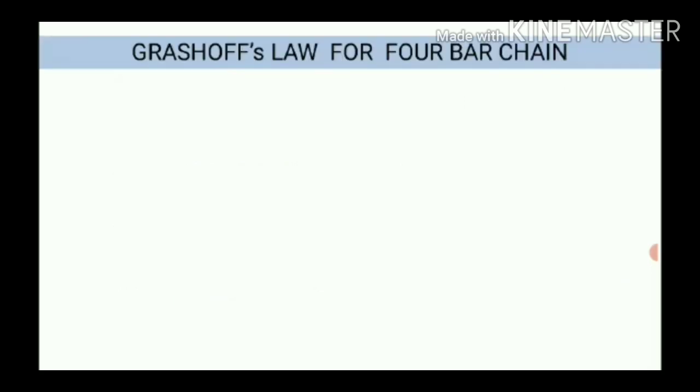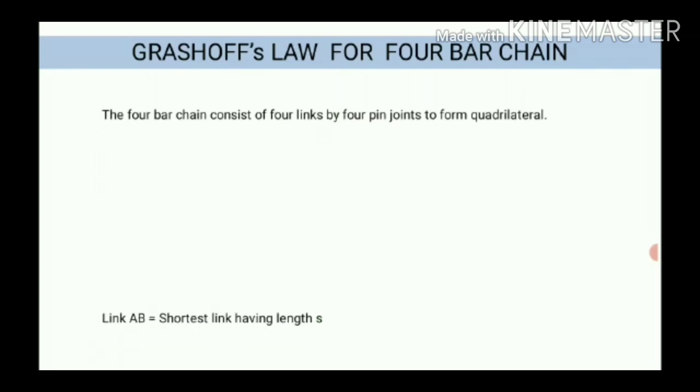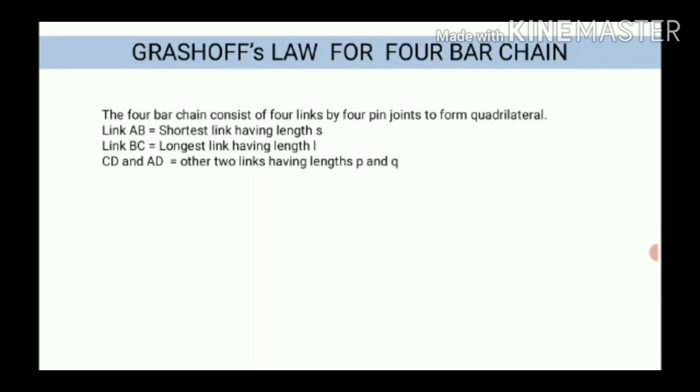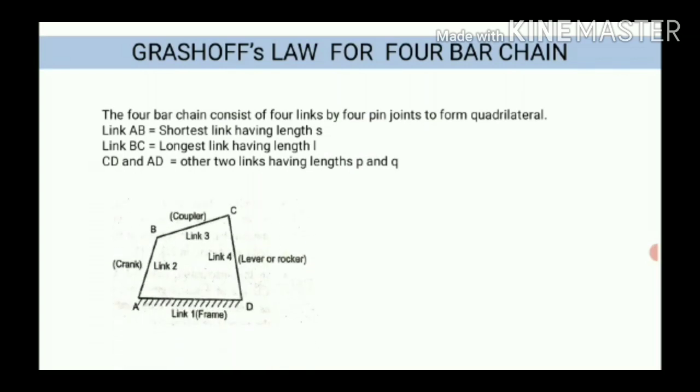Next point is Grashof's law for the 4-bar chain. What is Grashof's law? It is applicable to the 4-bar mechanism. Here the 4-bar chain consists of 4 links. In it, link AB is the shortest link having length S, link BC is the longest link having length L, and links CD and AD are the other 2 links having lengths P and Q. So we can see here link AB is the shortest link, link BC is the longest link, and CD and AD are the other 2 links having lengths P and Q.